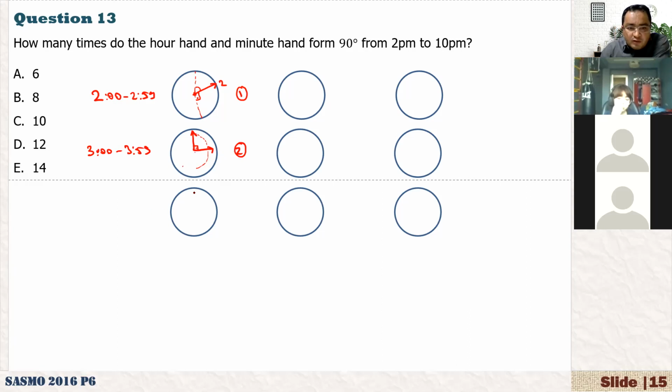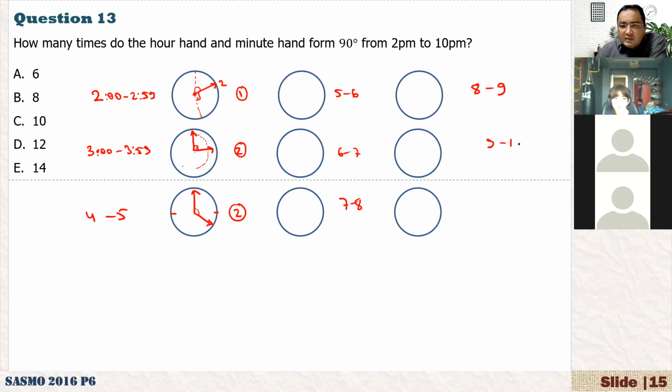And how about 4 o'clock? At 4 o'clock the hour hand is here, this one is 3, this one is 9, and the minute hand is showing here. As you see, this angle is greater than 90 degrees. When the minute hand is moving, it gets close to the hour hand. After some time, it forms 90 degrees, and after that it moves again and somewhere else forms 90 degrees. How many times? 2 times. This one is from 4 to 5, and then 5 to 6, 6 to 7, 7 to 8, 8 to 9, 9 to 10.